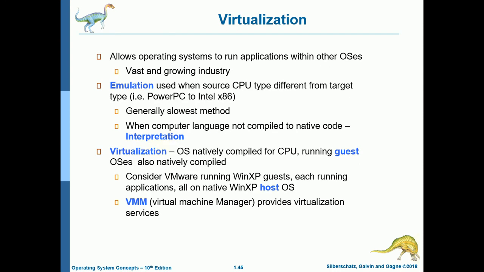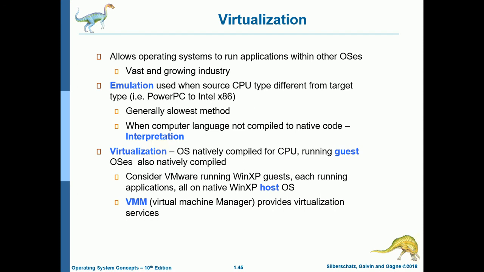Okay, next we have virtualization. It allows operating systems to run applications within other OSs. So, it is a vast and growing industry. Emulation is used when the source CPU type is different from the target type, such as PowerPC to Intel x86. It is generally the slowest method when the computer language is not compiled to native code, so it is interpretation. With virtualization, the OS is natively compiled for the CPU, running guest OSs also natively compiled. Consider VMware running a Windows XP guest, each running applications all on a native XP host OS. And then the VMM, or Virtual Machine Manager, provides virtualization services.